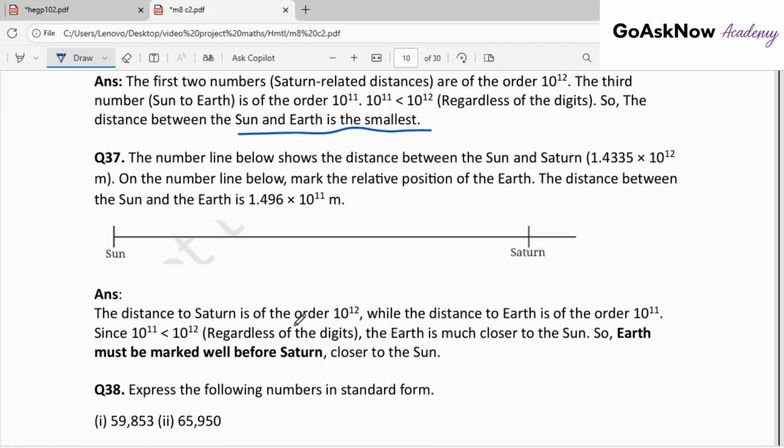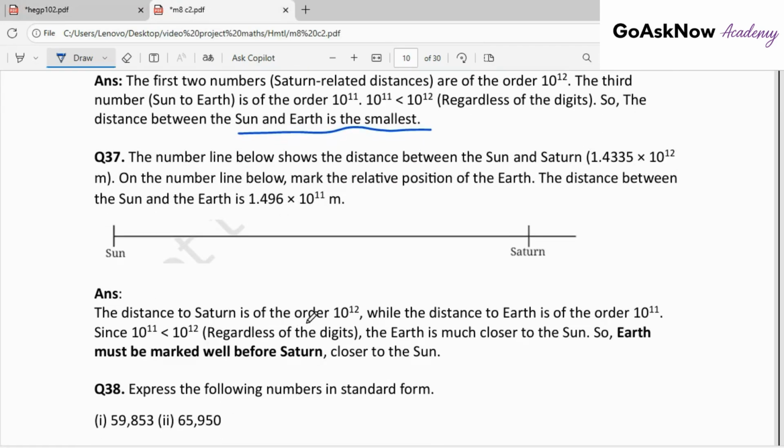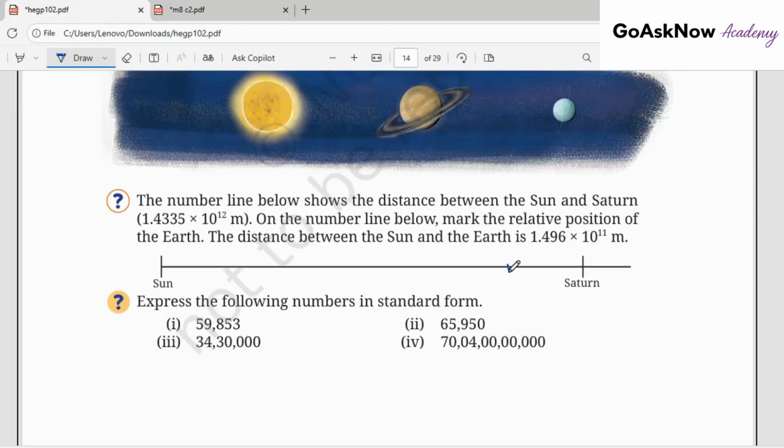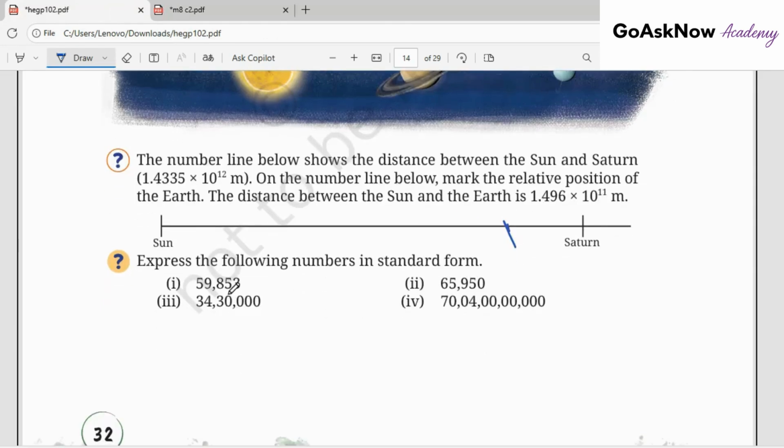Here, the distance to Saturn will be in the order of 10^12, whereas the distance of the Earth is 10^11. Since 10^11 is smaller than 10^12, regardless of the digits, the Earth is much closer to the Sun. So the Earth must be marked well before Saturn, closer to the Sun.